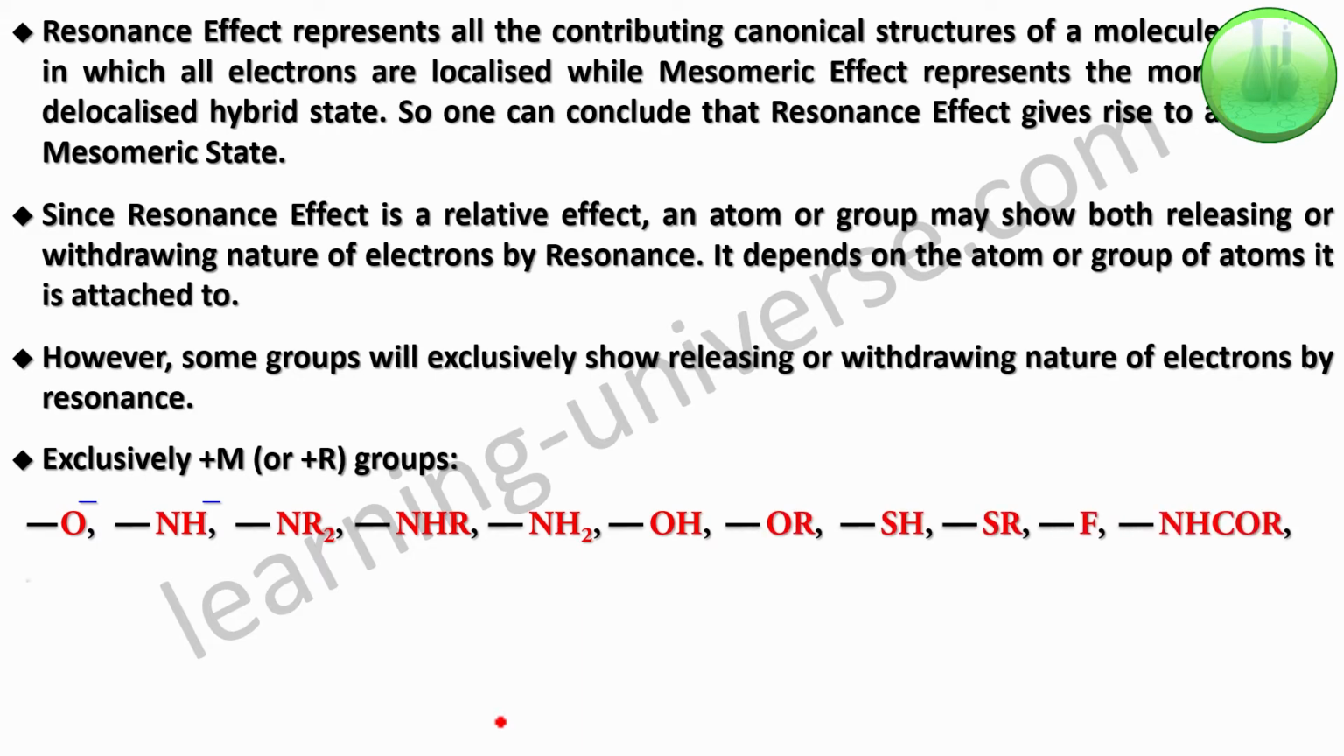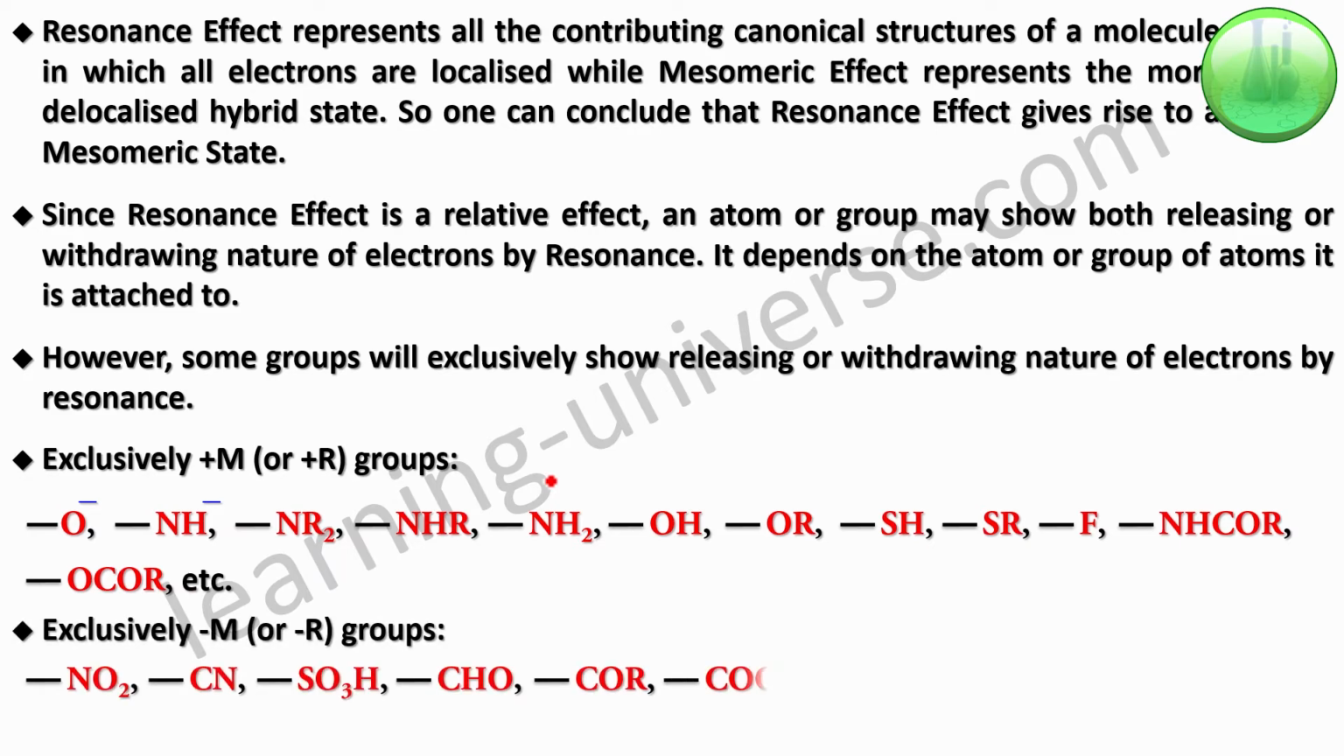These are the ones which release electrons by resonance always. They will never withdraw because they have nothing to withdraw with. They all have lone pairs. One thing common in all of them will be a lone pair. Anything having a lone pair has a tendency to give electrons by resonance. And the ones which exclusively withdraw by resonance are these.